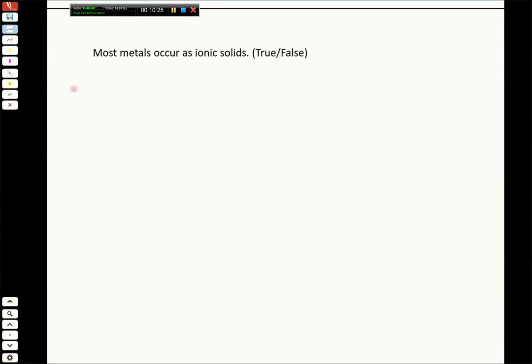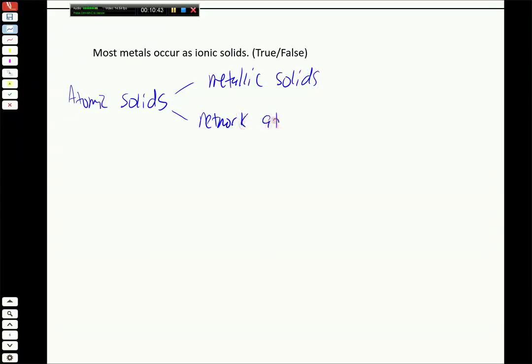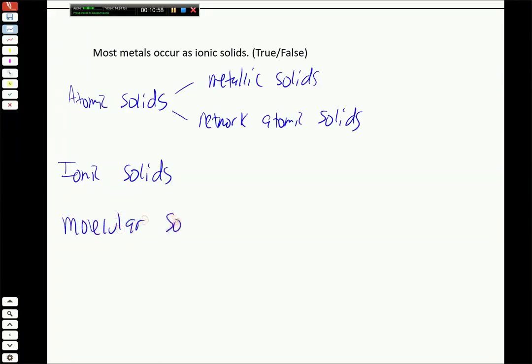So we have a bunch of different categories of solids. We have atomic solids, which include metallic solids and network atomic solids. We saw that on the first question, that concept. We also have ionic solids, we have molecular solids, and we have network covalent.